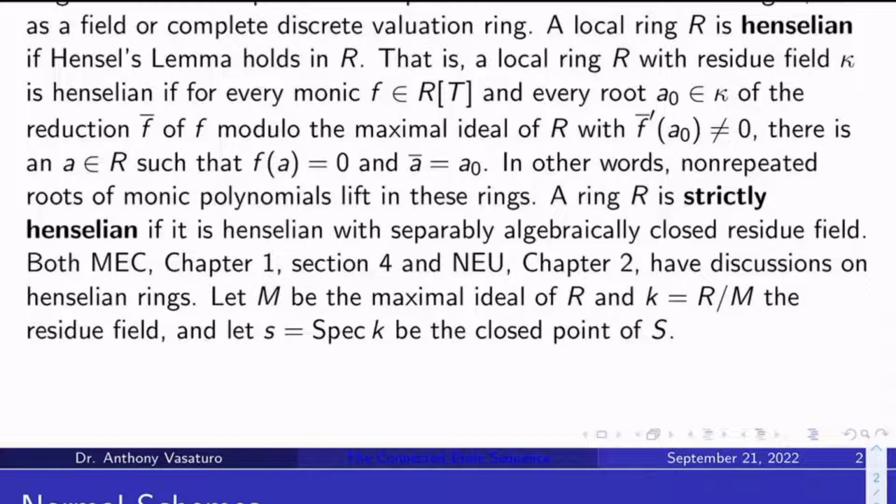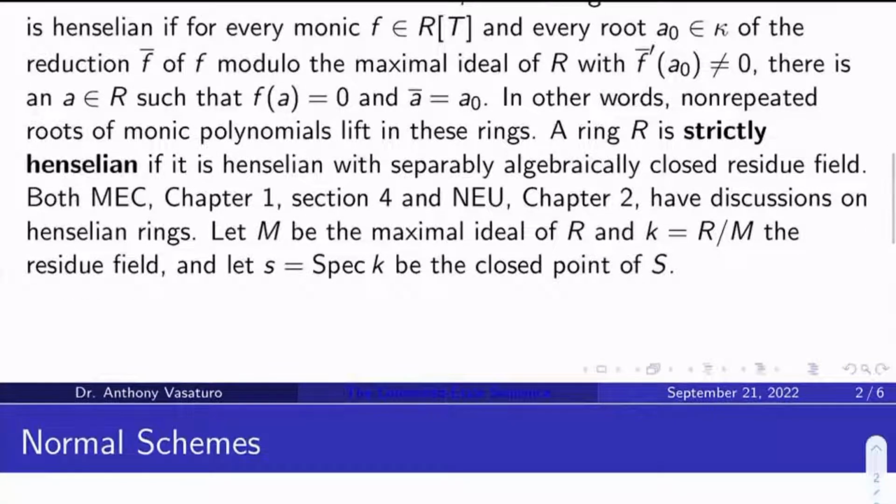And a ring R is called strictly Henselian, just for completeness sake, if it's Henselian and it has a separably algebraically closed residue field. You can see Milne's Etale cohomology book, chapter 1, section 4, and also Neukirch, chapter 2, for discussions on Henselian rings. I think also the Stacks project, Columbia's Stacks project, has a nice little write-up on Henselian rings.